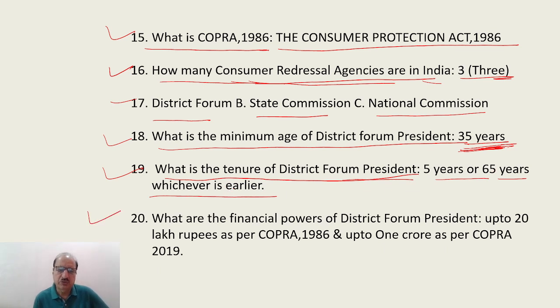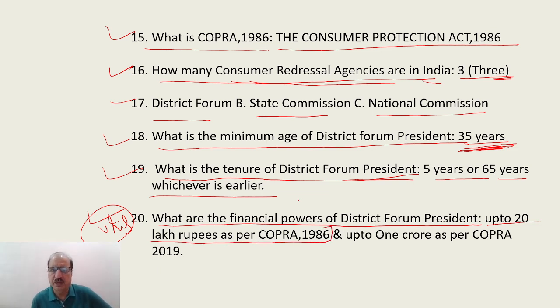Thank you. So question number 20, very important. These are the important questions. What are the financial powers of district forum president? How much amount of compensation or claim can the district forum give? Kitni power hai uski financially? Up to 20 lakh rupees as per COPRA 1986.